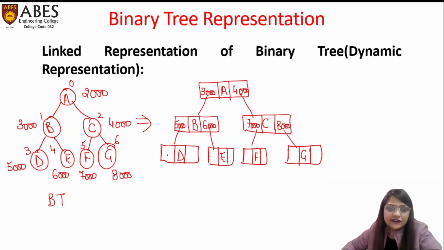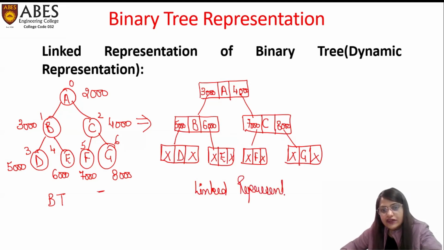D does not have a further left child. That's why it will contain null here, as well as for the right child. Similarly for E, similarly for F, similarly for G. So this is the linked representation of a binary tree corresponding to this diagram, where each node will consist of three segments: one will be the information part, one will be the address of the left child, and one will be the address of the right child.